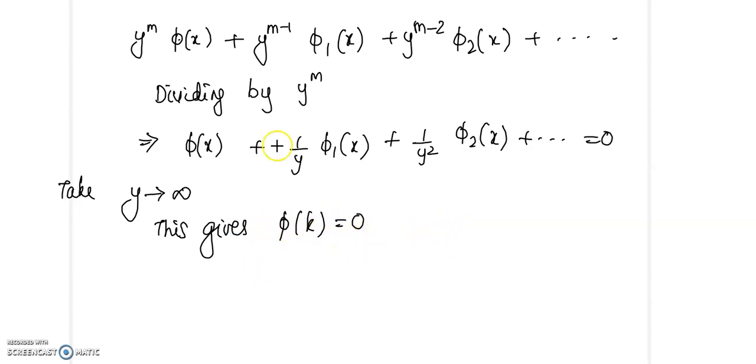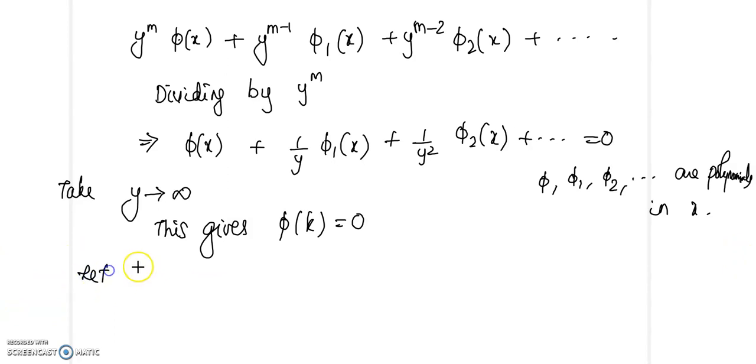Here phi is our coefficient function. Phi, phi 1, phi 2, etc. are polynomials in x. So phi of k equal to 0 means k is a root of the polynomial equation phi of x equal to 0. So solve for this polynomial equation. We will get the roots k1, k2, etc. These lines x equal to k1, x equal to k2 are going to form the asymptotes of the given equation.